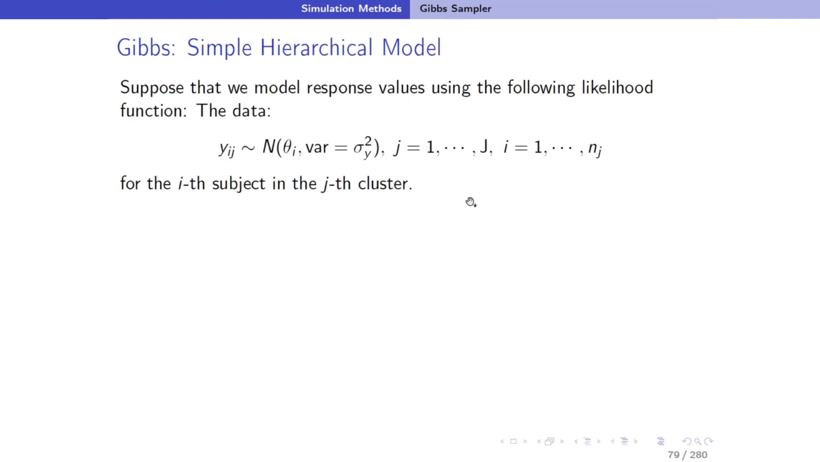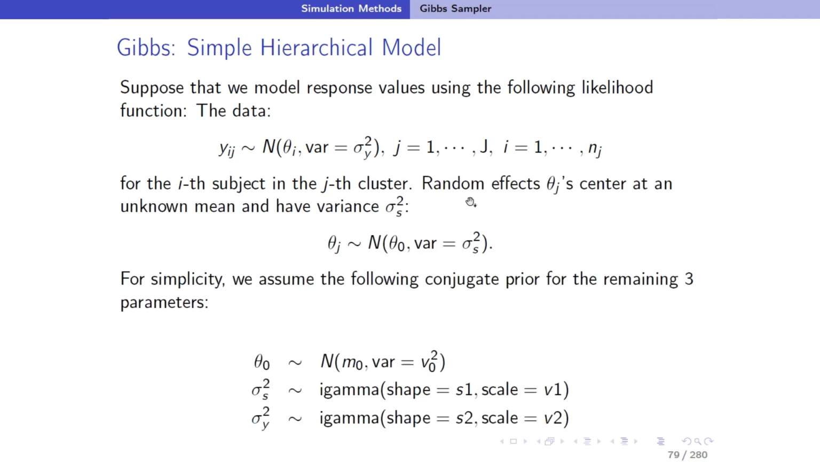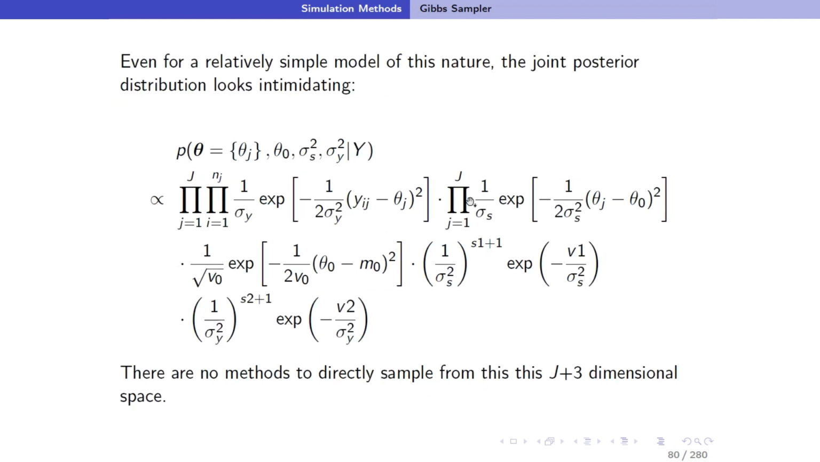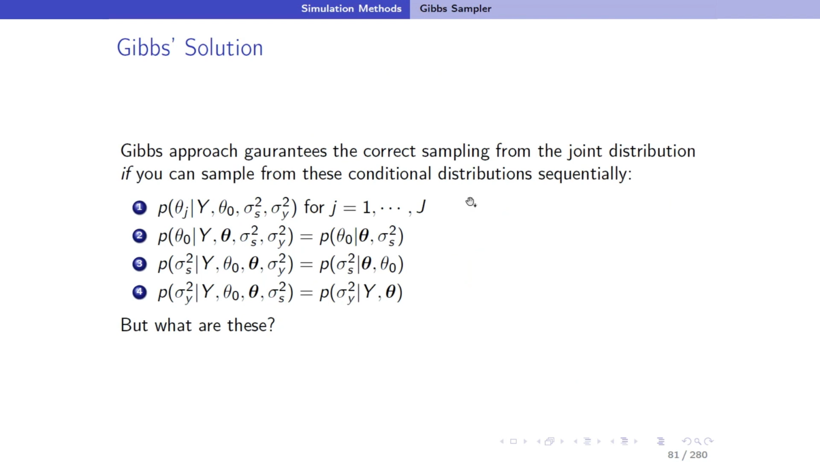I was going to do this simple example of a normal hierarchical model with Gibbs sampling, but I will skip this due to the lack of time that we have. This is the material. It's not too difficult to follow through. You can get an idea of how to do Gibbs in this particular situation.